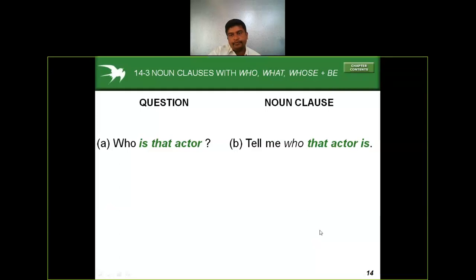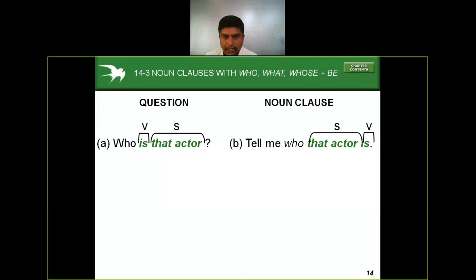Can you agree with me? The next one is very, very important. Who is that actor? Look at the WH word. Who is that actor? See, the words colored with green: "is" is a verb, and "that actor" is the subject. Look at the example over there.